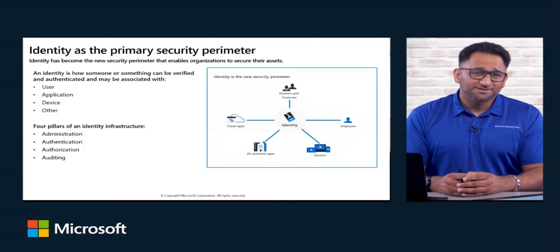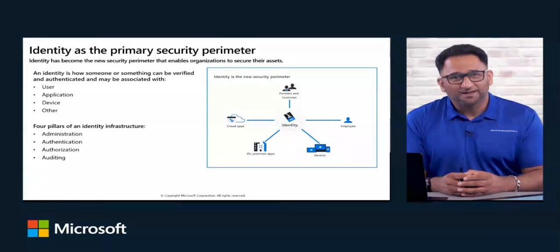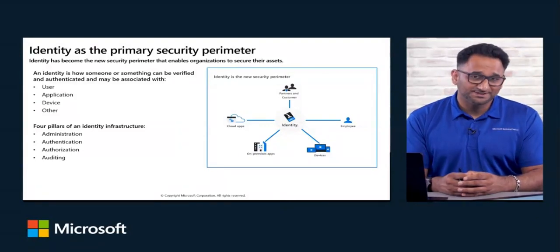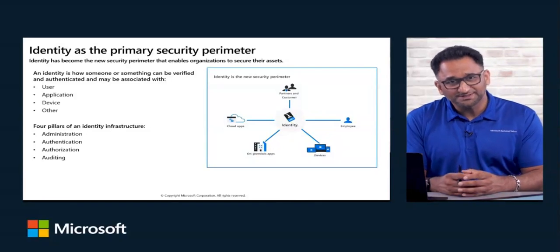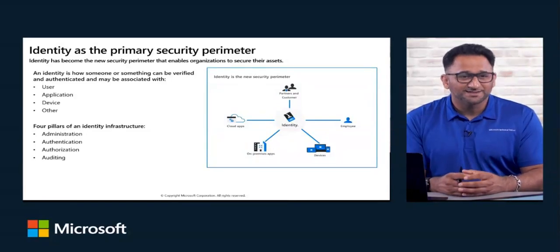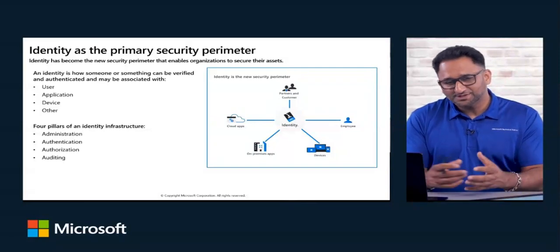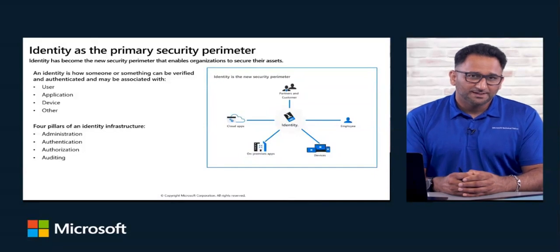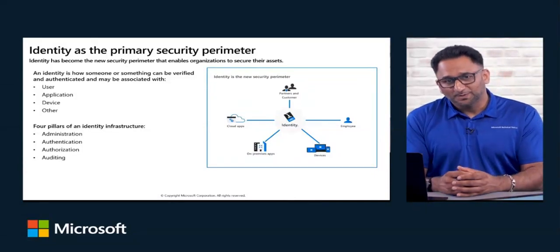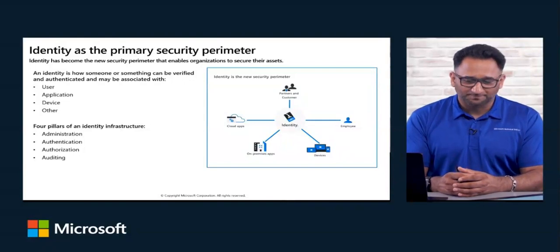Now, with identity, we are no longer limited to just a user or an individual. You can use applications and assign them identities. This can be applied to devices and any other services or devices that you might be using, such as IoT that might be implemented in your environment. Now, to manage some of these, we fall back onto the 4 pillars of your identity infrastructure.